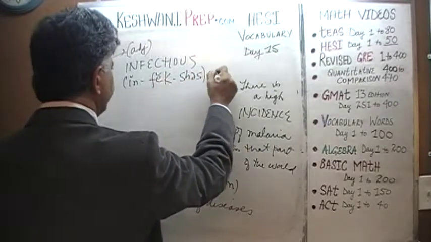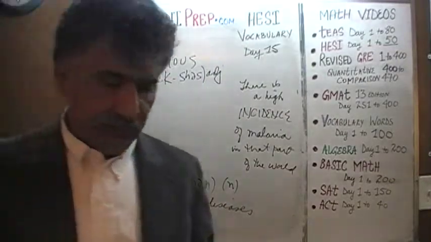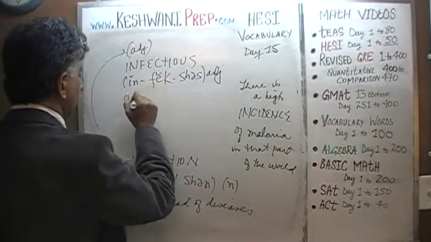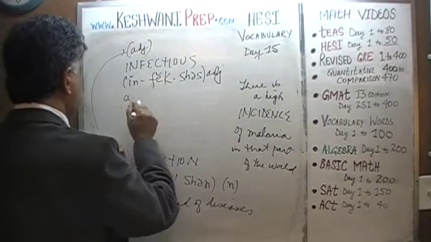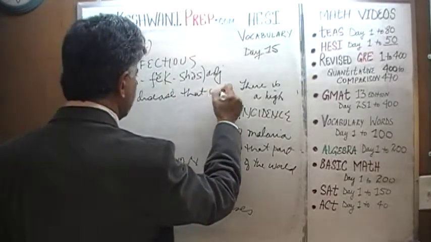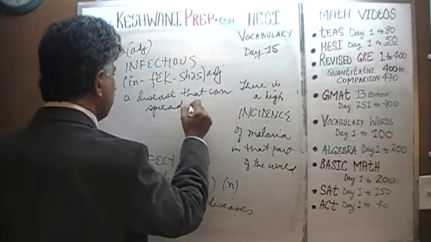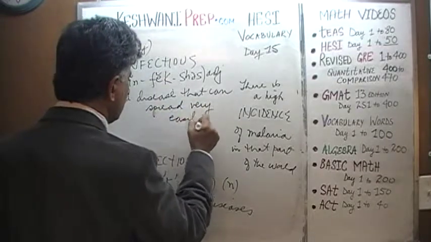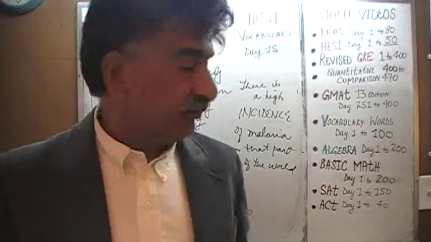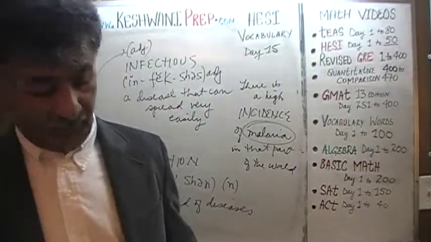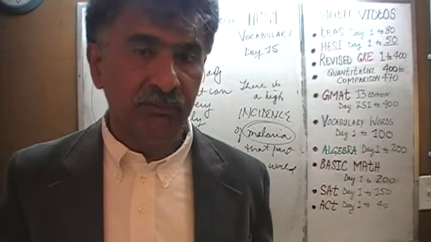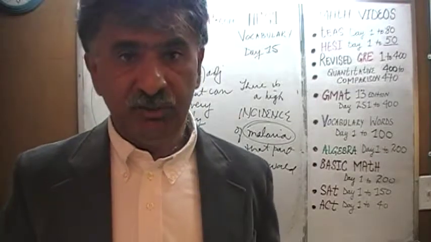Infectious, which simply means a disease that can spread very easily. I can't think of any disease right now which would qualify as infectious. I'm not sure. As I said, I'm not a medical person. I don't know if malaria is infectious or not. But if you have a disease that can spread very easily, that is very easily transferable, very easily transmitted, such a disease is said to be infectious.